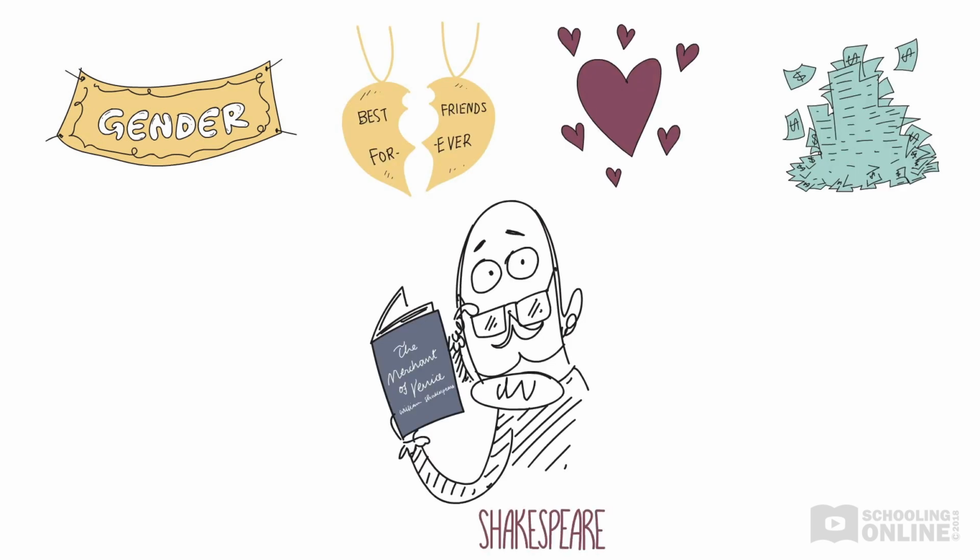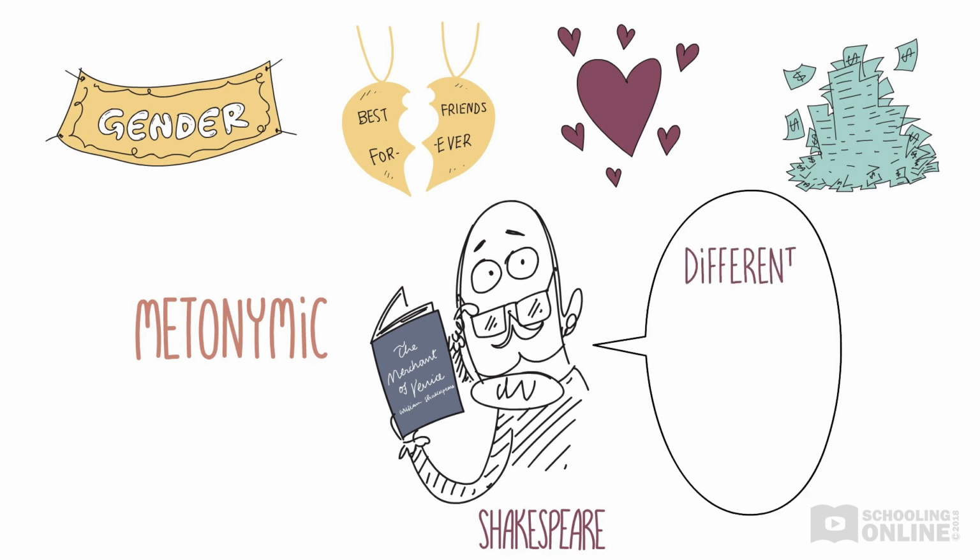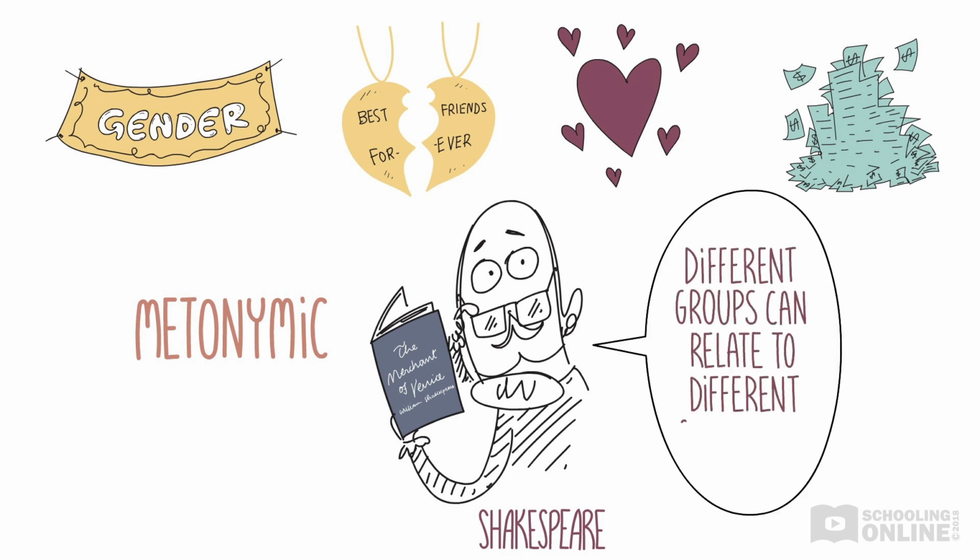In each of these examples, gender, friendship, love, and money, the experiences of individual characters can be interpreted as metonymic for collective experiences that are shared by people in Shakespeare's time and even throughout history.